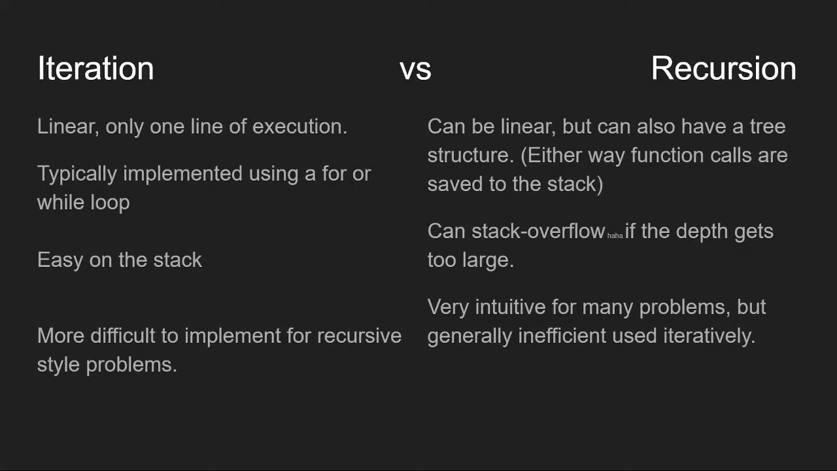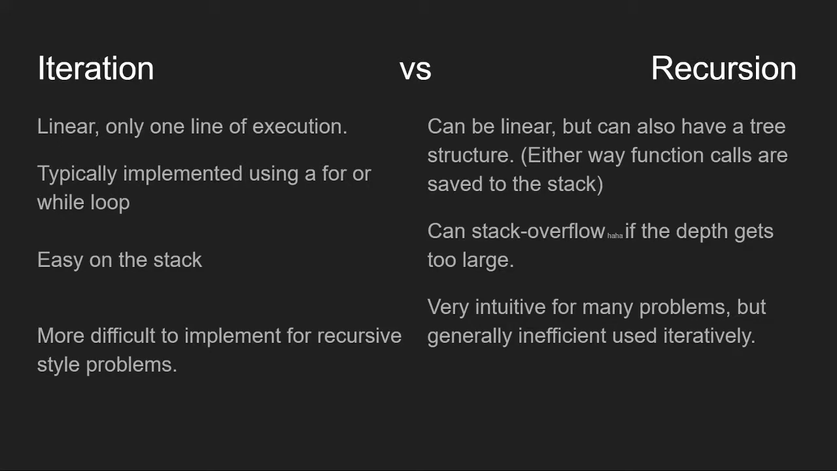And a solution to that is recursion. You can recur linearly, where the function only calls itself once, but it can also have a tree structure, where one function call will result in two more function calls, each of which result in two more, creating an exponentially expanding tree. The main problem with recursion is that it's very hard on the stack and can create a stack overflow if you try to go too deep into the tree. So if the depth gets too large.